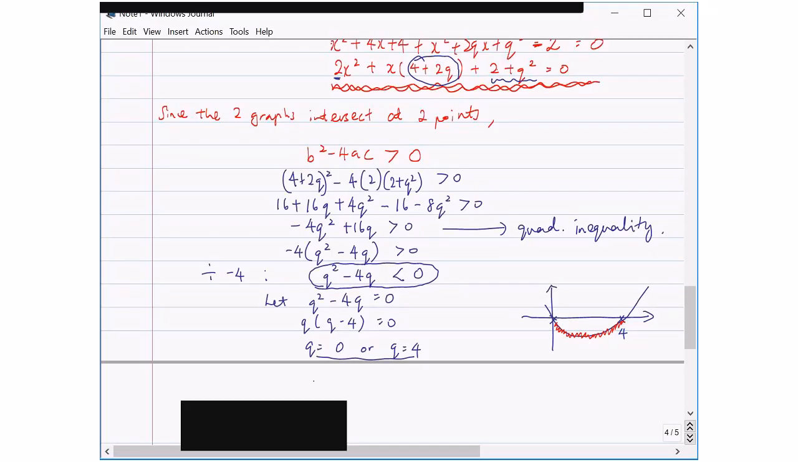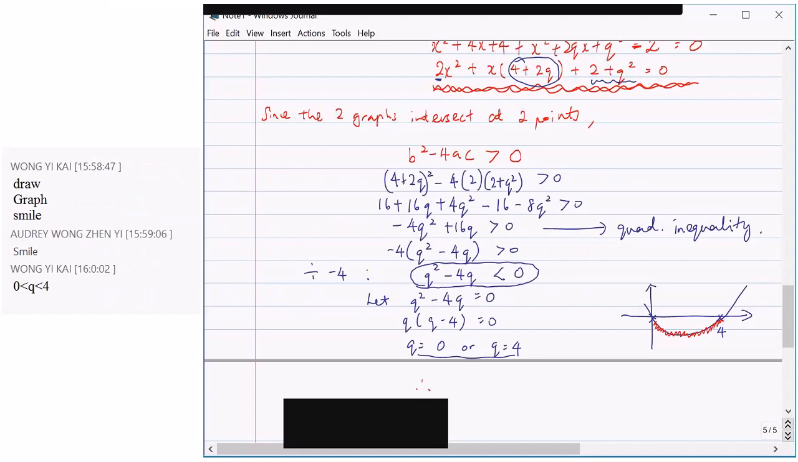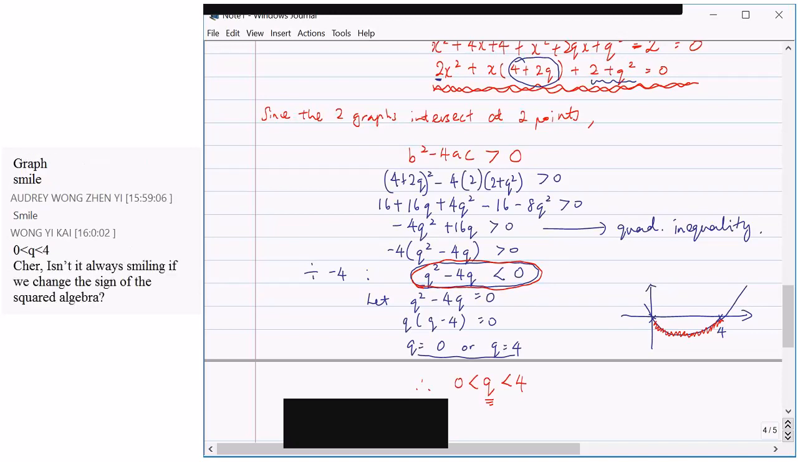So what's the final answer? Can someone write it into an inequality form? What's the range of values for q? Nice. q must be between 0 and 4. Remember, it's q. I'm interested in q now because this is the inequality I'm solving for. The inequality is in q. And there's no equal sign.